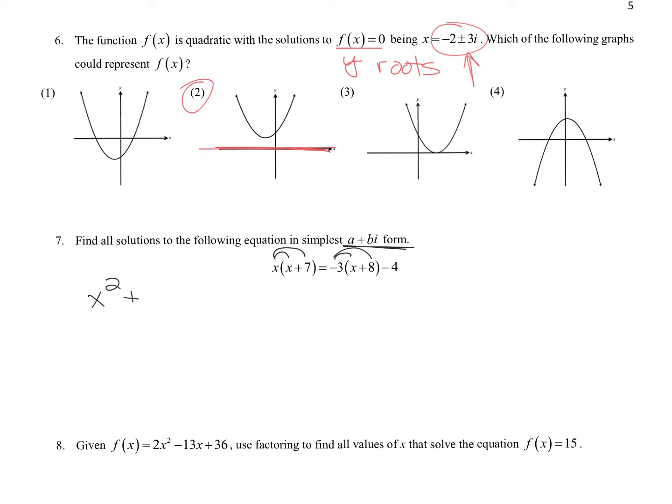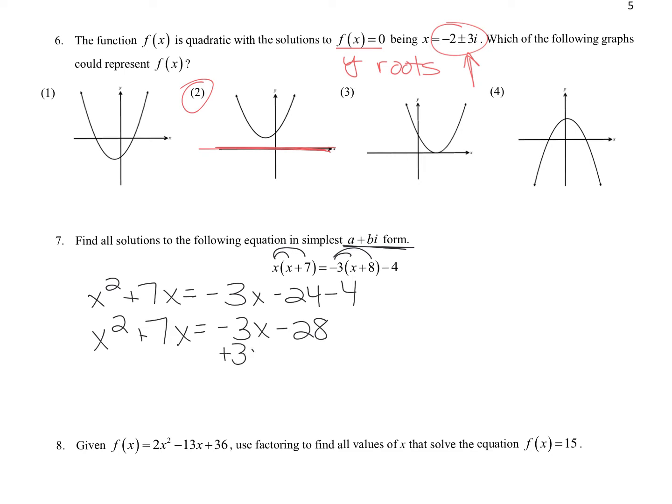X squared plus 7x equals -3x minus 24 minus 4. So we have x squared plus 7x equals -3x minus 28. We're going to set it equal to 0, so we're going to bring the numbers over, keeping the x squared positive. And we end up with the equation x squared plus 10x plus 28 equals 0.